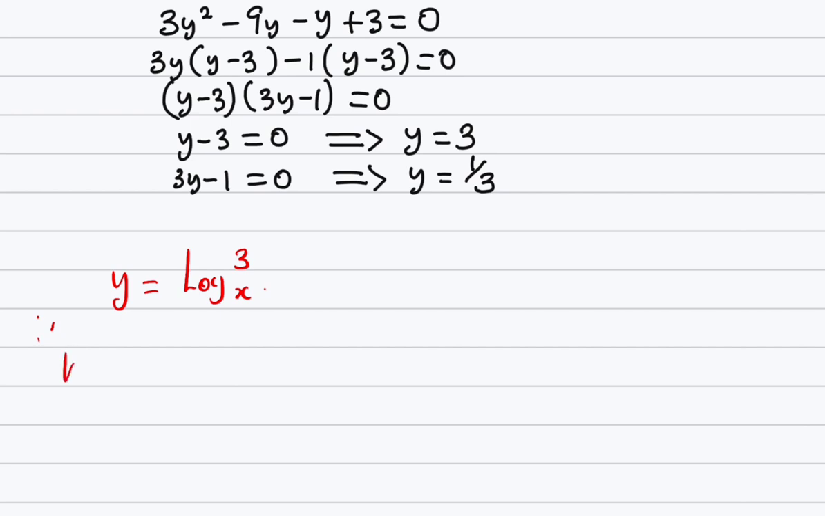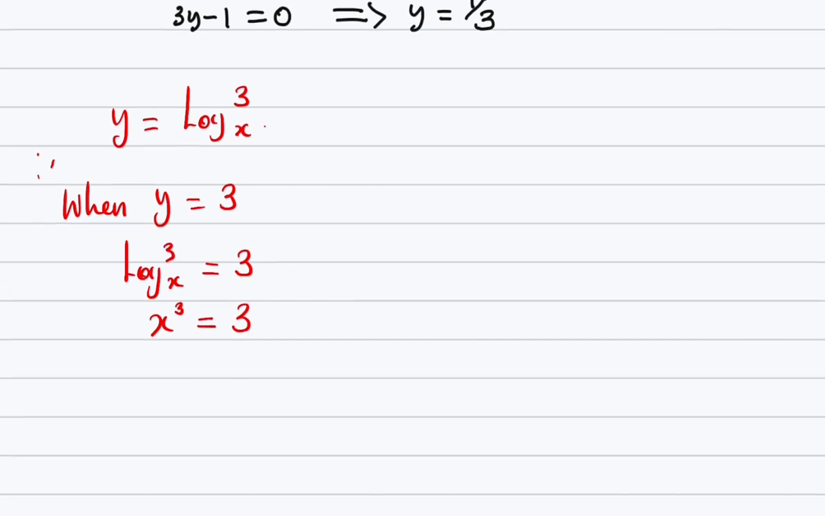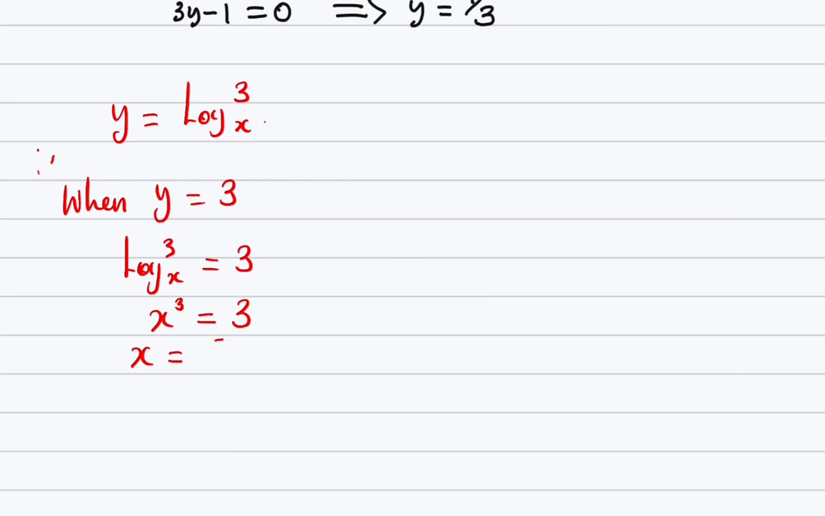Therefore, we'll start when y is equal to 3. This will be log of 3 base x is equal to 3. Then applying the definition, changing it to indices, this is going to be x raised to the power 3 is equal to 3. Now, for us to get x, we take the cube root of both sides, so x is the cube root of 3. So we are done with this part. Then let's go to the next part.